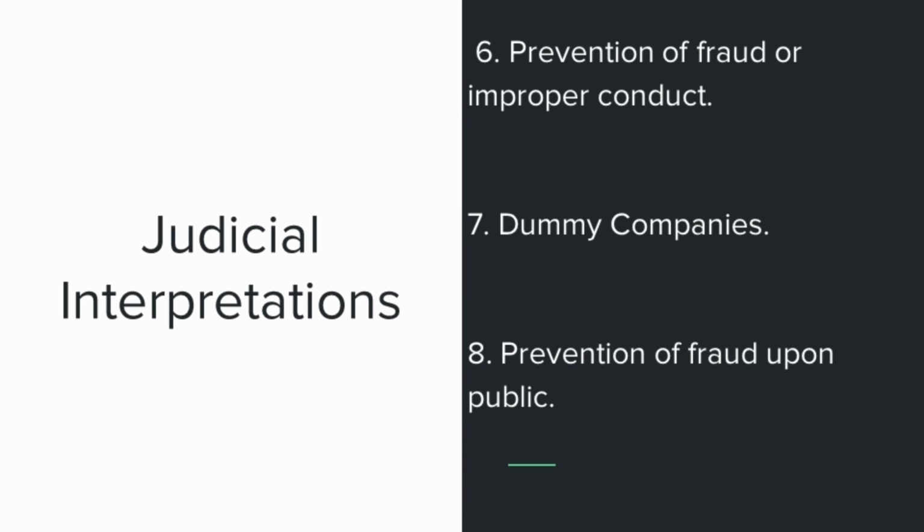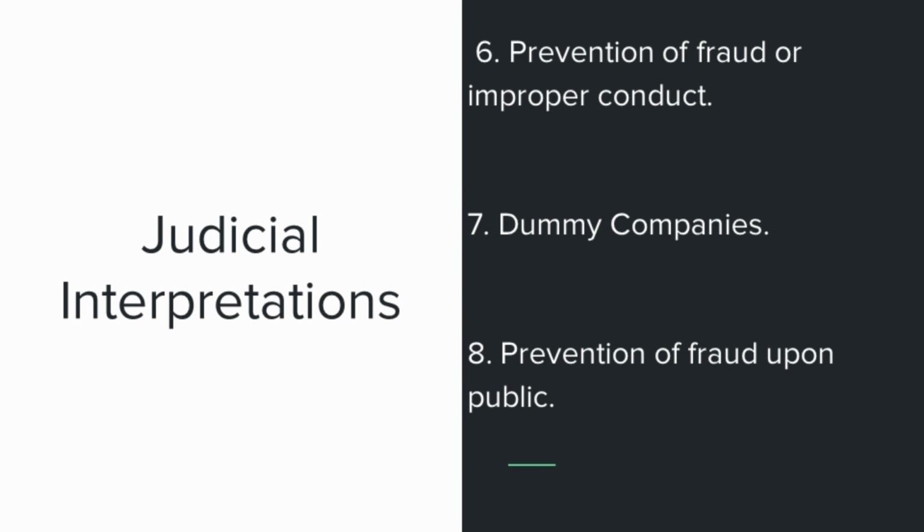Number 7 is dummy companies. Dummy company means it is not in existence. Here, sometimes a company will be formed by certain persons which is not intended to be a corporate body. It is formed simply to carry on their own personal businesses. In such cases, the court may lift the corporate veil if it appears that the separate entity of the company is being misused.